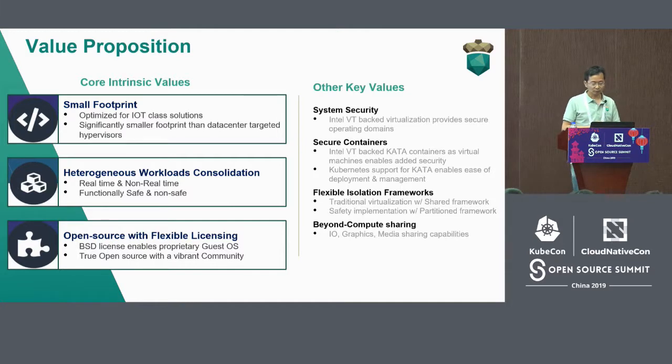We also have the other key values, including system security. So we have VT to back the virtualization. So we can pack ACRN and schedule this. Also, we can use Kubernetes for scheduling and orchestration, no problem. We have our internal codes and not all open source now. So these are the positioning for our value.